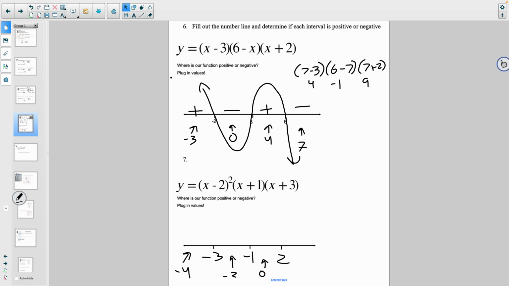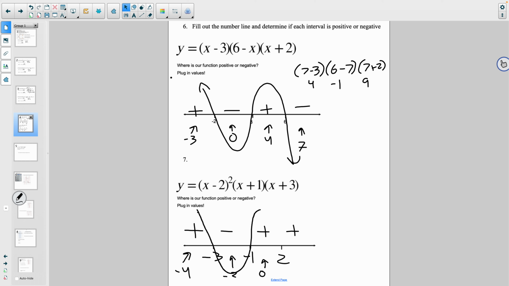So just for the sake of time, I'm not going to plug these ones in, but I think we end up with plus, minus, plus, plus, right? If you have questions on how to do this, come see me, right? Now we can draw our sign chart. We go positive, negative, and then positive.